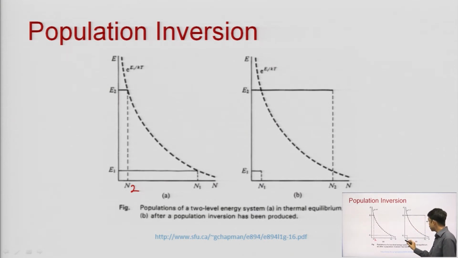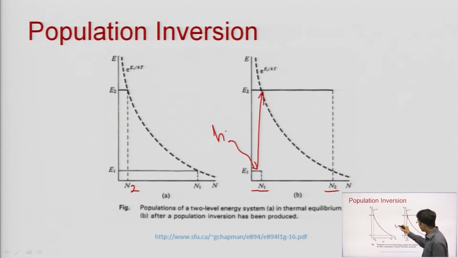Now, you can see in this state the number of electrons in the ground state, N1, has become very less, and the number of electrons in the excited state, N2, has become more. Why? Because we have supplied energy h nu, and more electrons have jumped from the ground state to the excited state. So, A is thermal equilibrium, B is after population inversion has been achieved. Now, this is population inversion for a 2 energy level system.